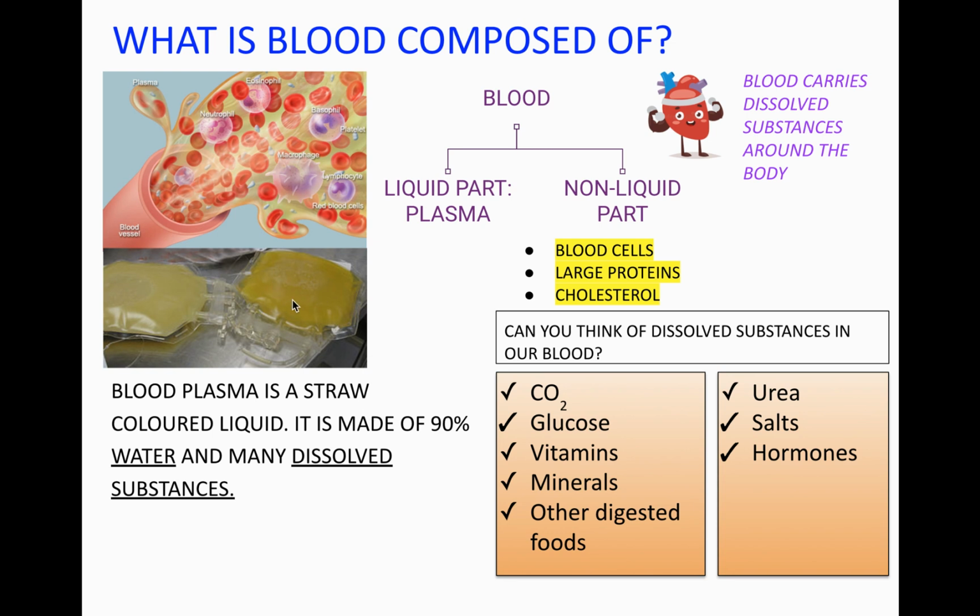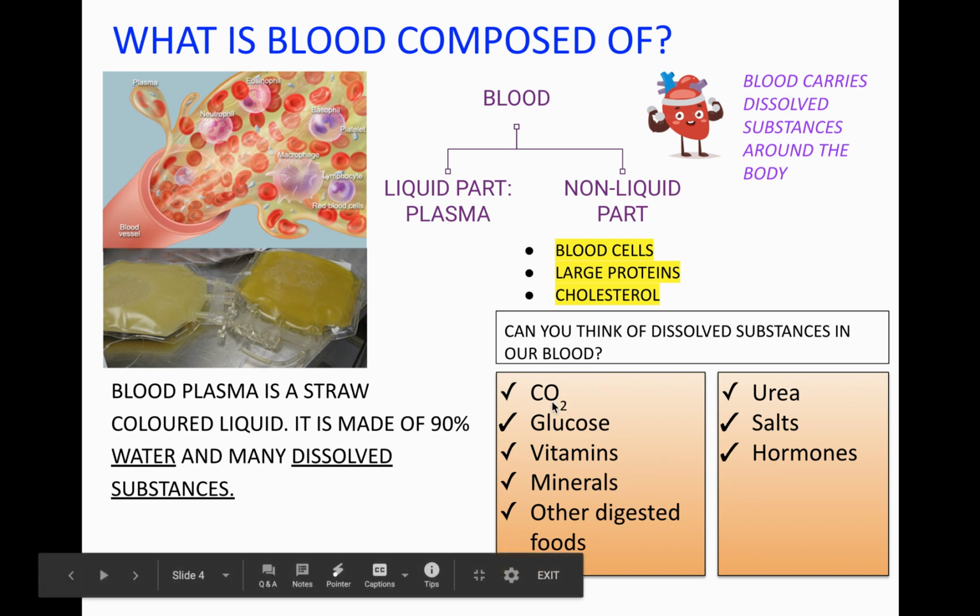When we look at our plasma, if we were able to separate out blood and divide it into just the liquid part and the non-liquid part, the liquid part is called plasma, and the plasma looks like this. It doesn't look like blood at all, does it? But actually, it is one of the major components of blood. It is the liquid part of the blood. It is made of 90% water and 10% dissolved substances, and those 10% dissolved substances are all of these.